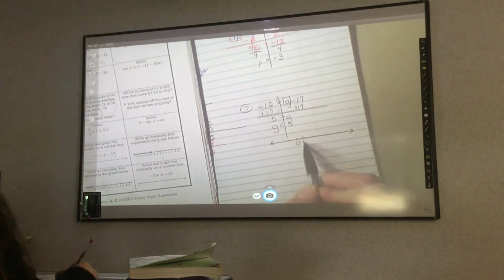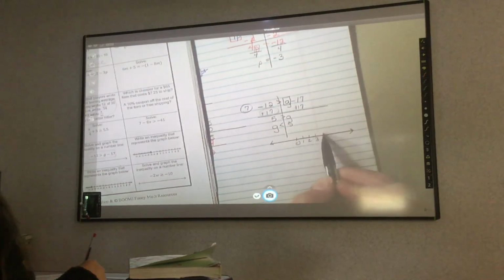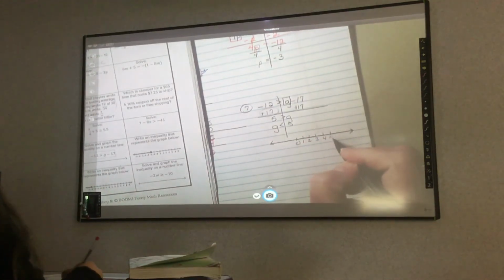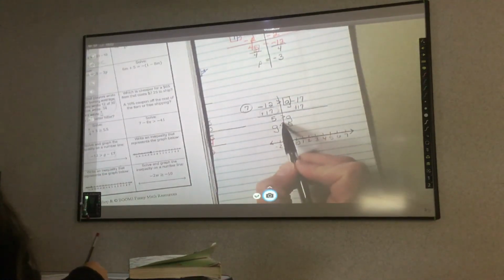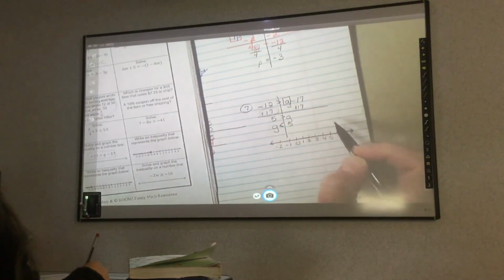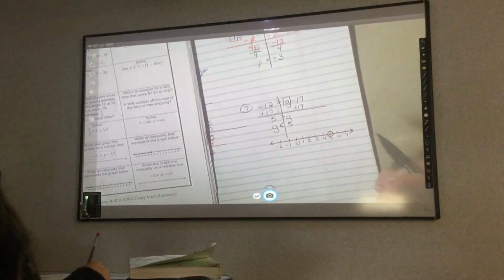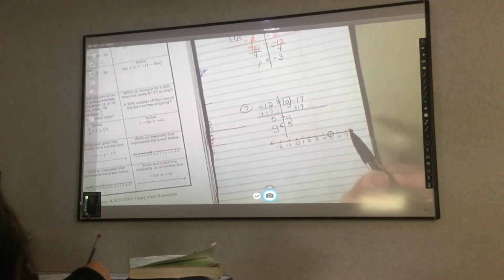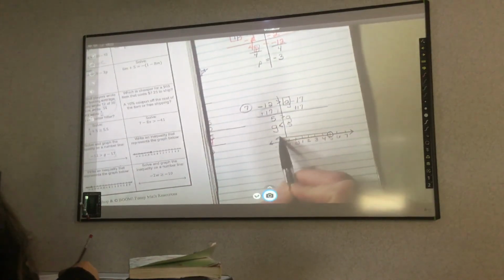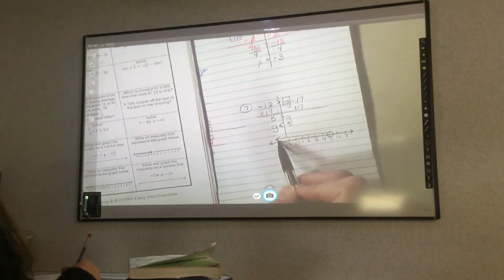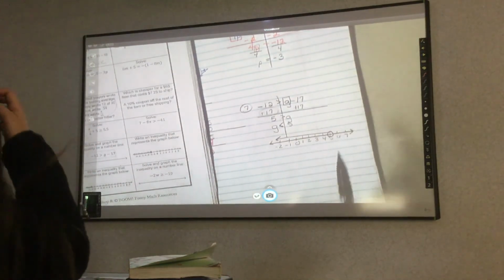0, 1, 2, 3, 4, 5, 6, 7, and then get some negatives. Negative 1, negative 2. If g is less than 5, I do not fill it in. I have an open circle, and then less than is going to point to the left or to the right? Left. Less is always left. Less is left. L and L. Okay? Greater is right.